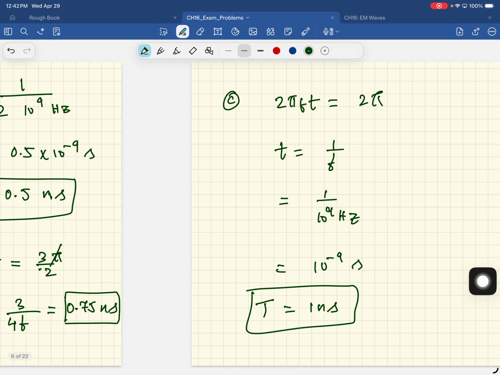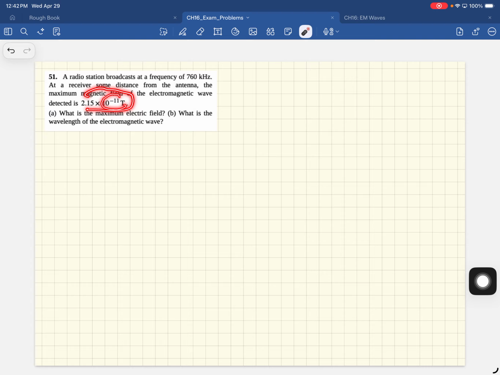So again, this is showing you the electric field, which is a sinusoidal function. There's the sinusoidal function. So this problem says a radio station broadcasts at a frequency of 760 kilohertz at a receiver some distance from the antenna. The maximum magnetic field of the electromagnetic wave is detected to be 10 to the minus 11 Tesla. The magnetic field in this room is 10 to the minus 5 Tesla roughly, so that's 1,000,000 times weaker. The magnetic field of this wave, in the wave.